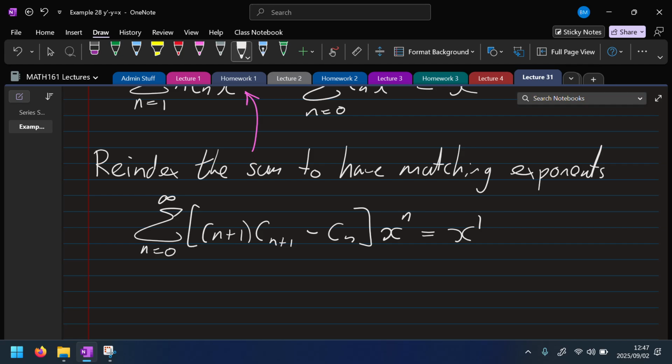Okay, what happens when n equals 1? We're going to have some constant times x. And on the right-hand side, do we have something like that? We don't. Yes? No? There's x. Of course we do. Look, when n equals 1, we're going to have 2 times c2 minus c1 x to the 1. On the right-hand side, we have 1 times x to the 1. Did everyone see that? Okay. So that coefficient must be 1.